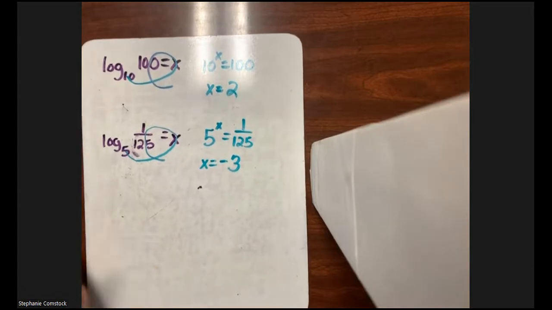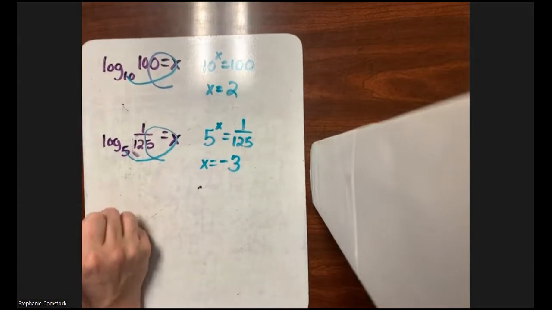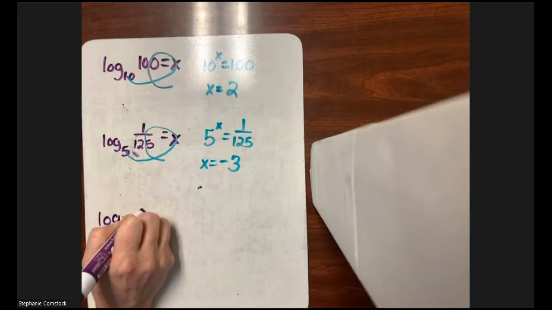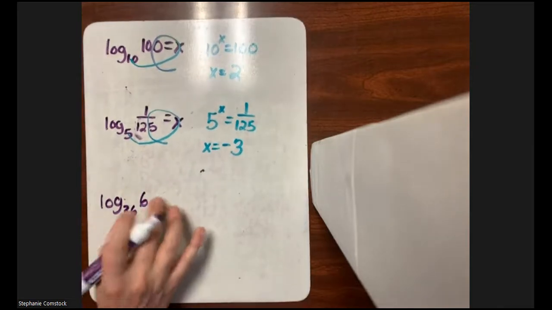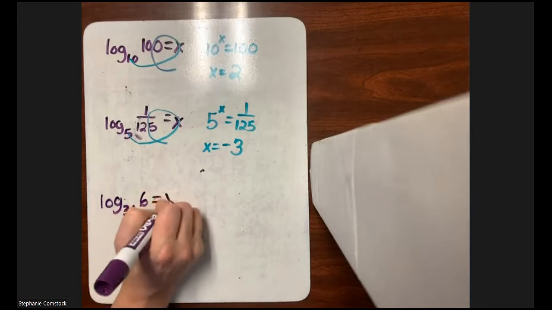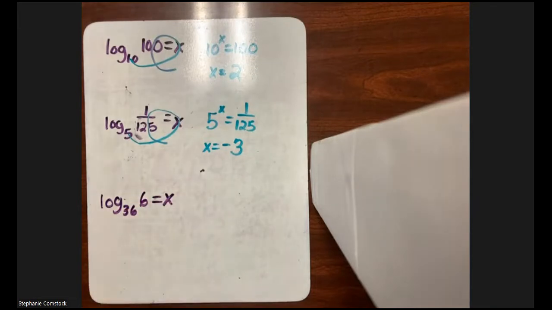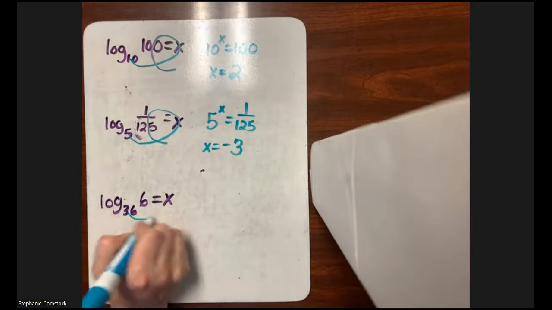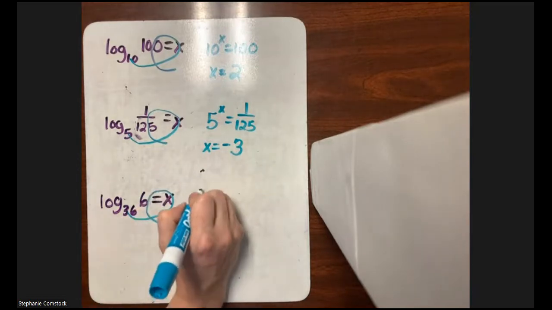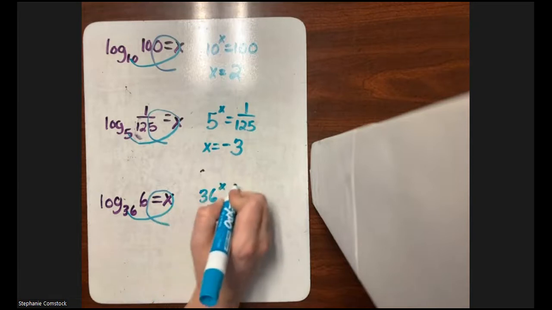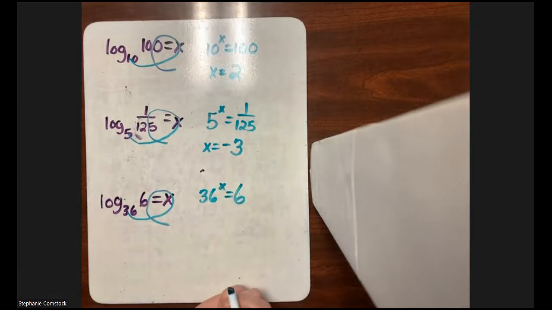Okay, so let's take a look at another one. Now, if they don't give you the equals x part, go ahead and write equals x, because I'm going to need to have all of those parts and pieces so that I can do my full loop. So here we go. I've got 36 to the x equals 6.